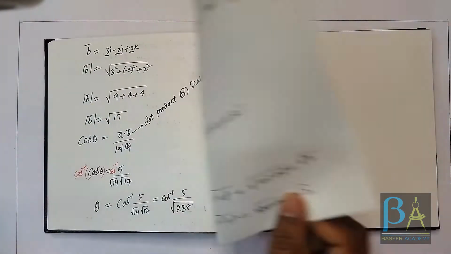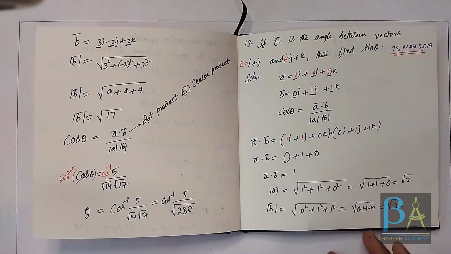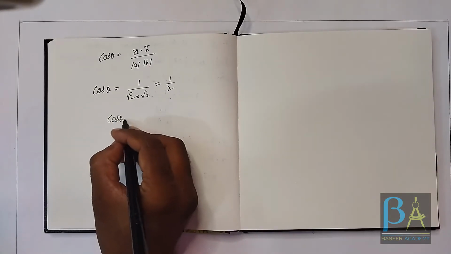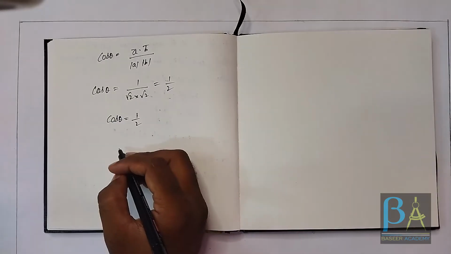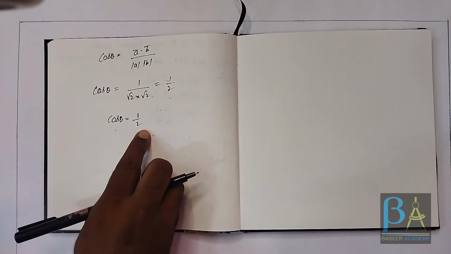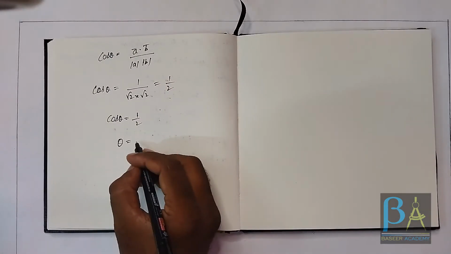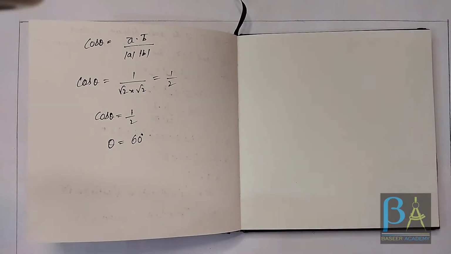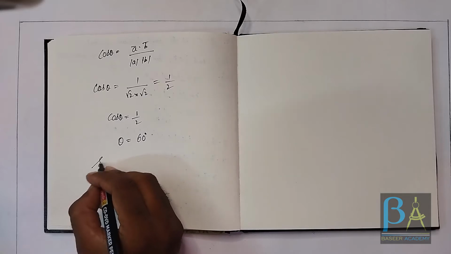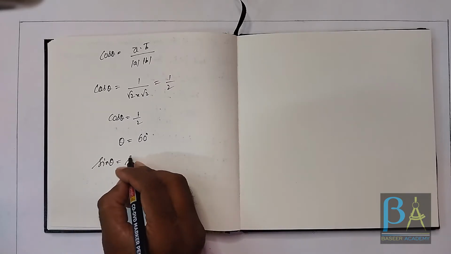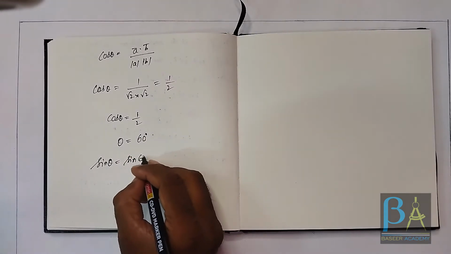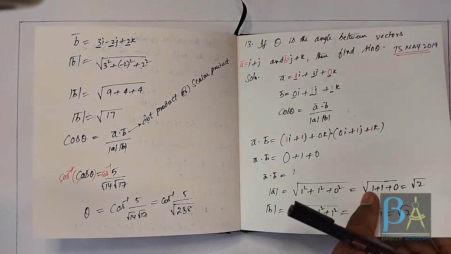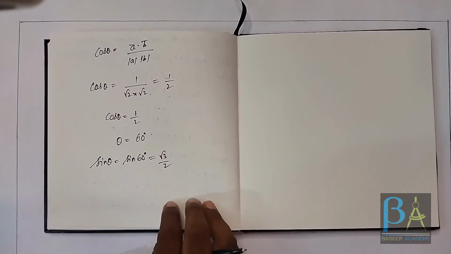Now he is asking us to find sine theta. To find out what sine theta is, let us first understand what theta is. Cos theta, I got it as 1 by 2. You know that the value of cos is 1 by 2 when theta is 60 degrees, because cos 60 degree is 1 by 2. Now I am supposed to find out how much sine theta is. In place of theta, let us substitute 60 degrees here. Sine 60 degree is root 3 by 2. So the value of sine theta here is going to be root 3 by 2.